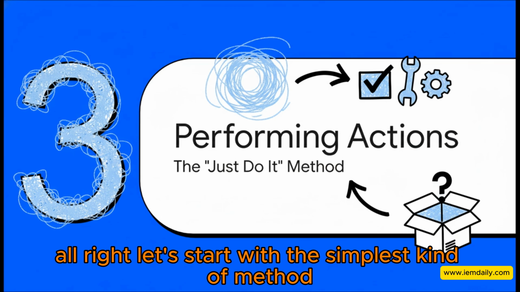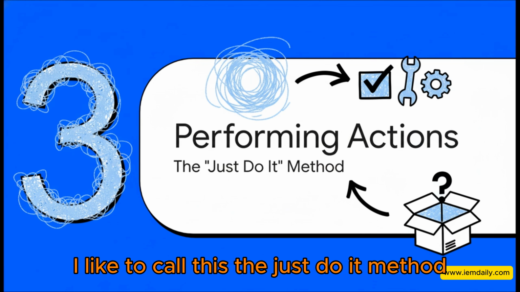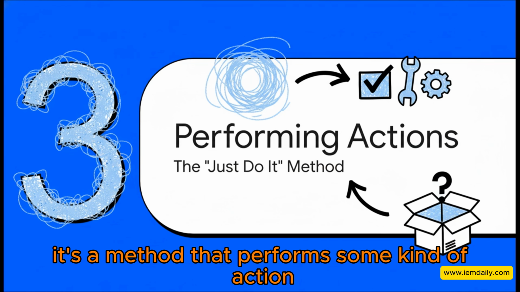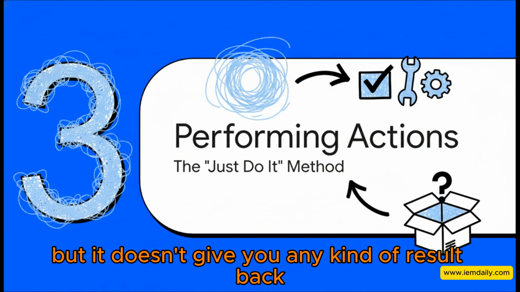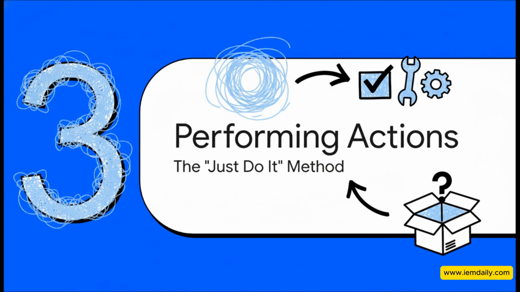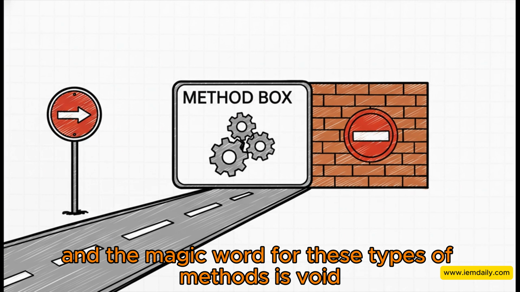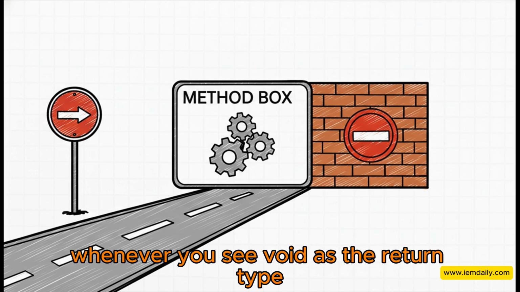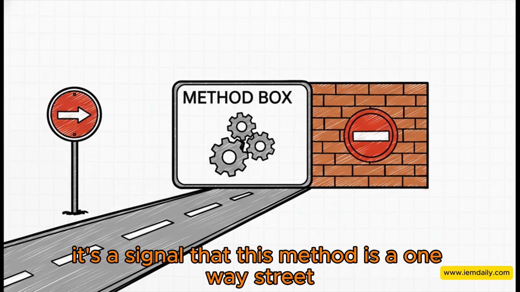All right, let's start with the simplest kind of method. I like to call this the just do it method. It's a method that performs some kind of action, but it doesn't give you any kind of result back. It just does the thing. And the magic word for these types of methods is void. Whenever you see void as the return type, it's a signal that this method is a one-way street.